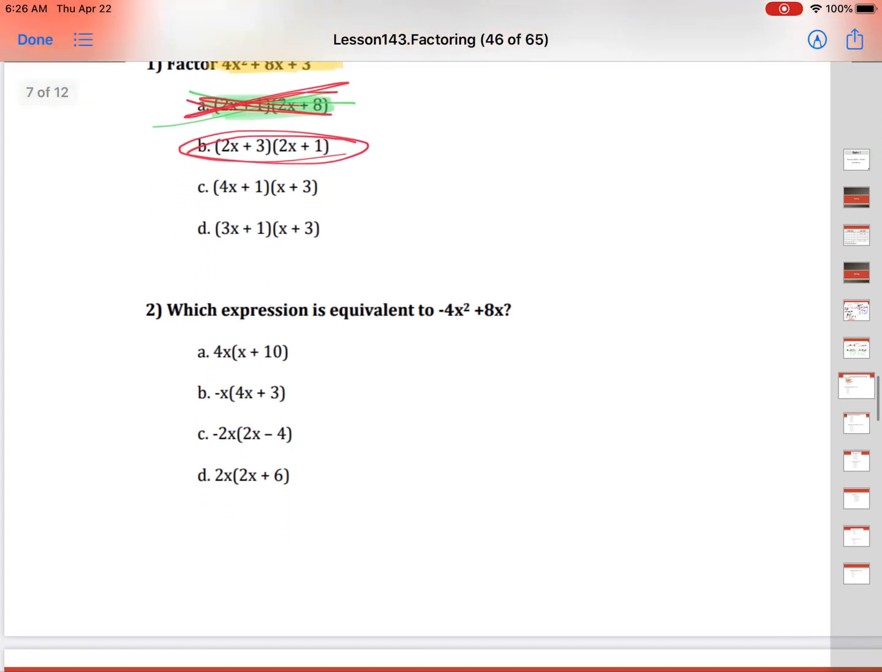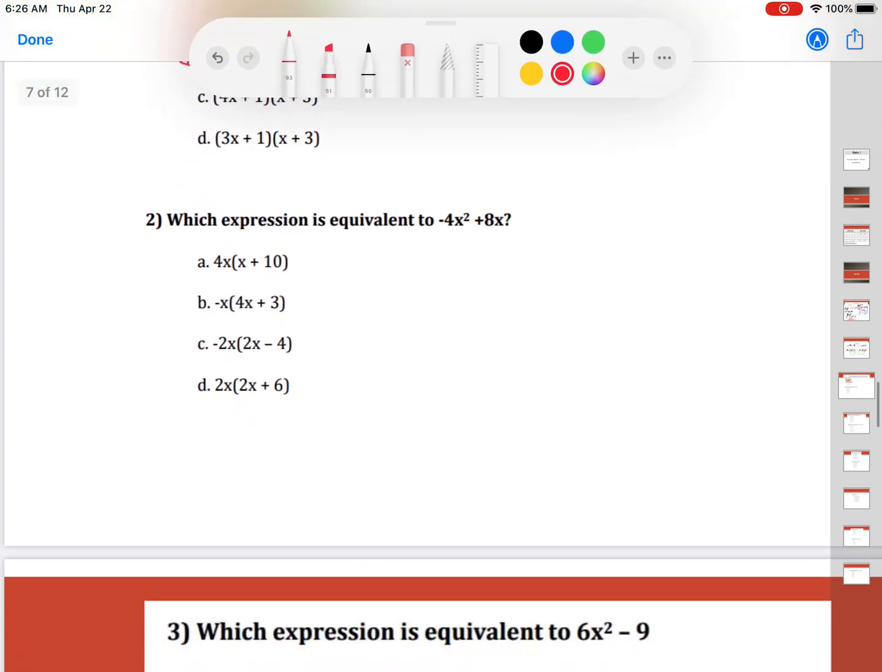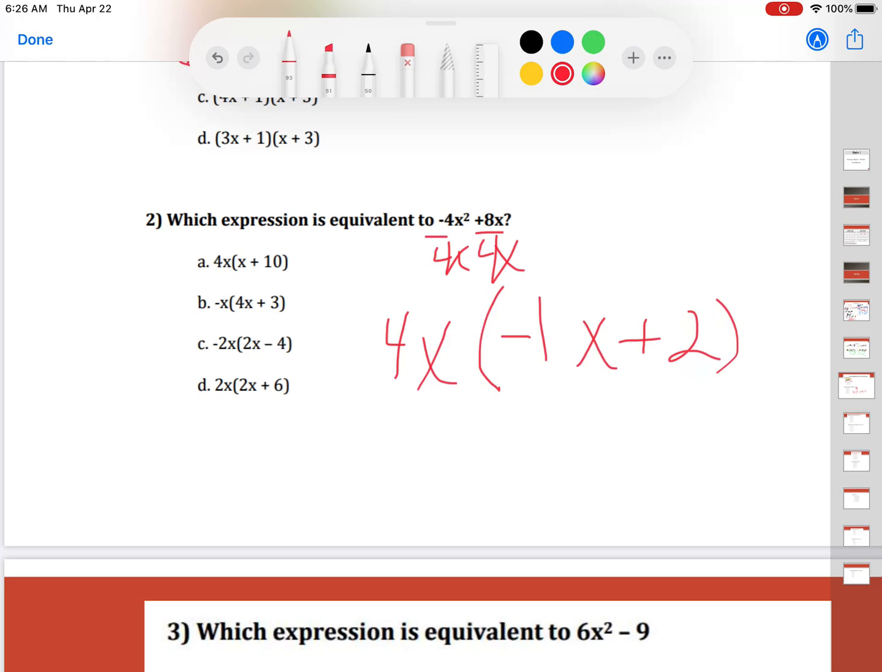So you can continue to do that for number 2. If you do number 2 by hand, I just want to show you, this one only has 2 pieces, so all you have to do is the divide piece. So in this one here, the biggest number I can take out of both of these is a 4. They both have an x. The correct answer is not here. So this one here, it should say 4x and then negative 1x plus 2.